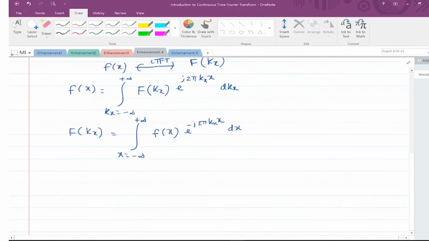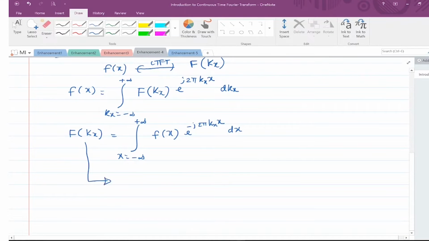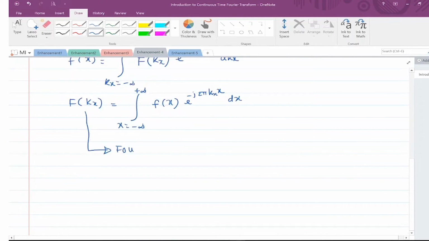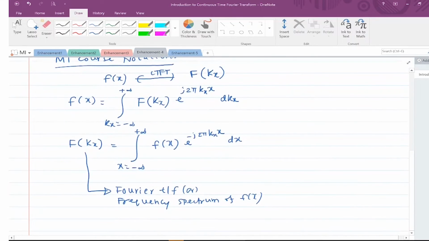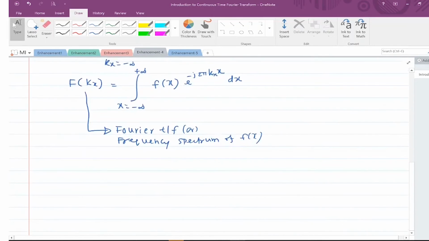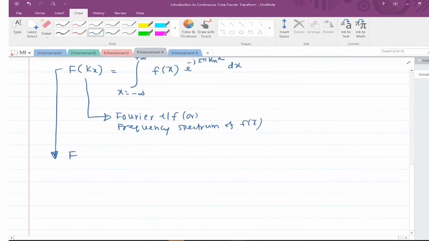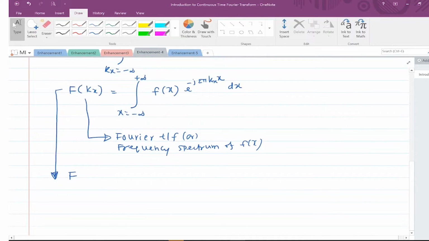Now you all know that F of kx you would refer to as Fourier transform quite commonly, or you also call it as frequency spectrum of f of x. To understand the properties that we are going to analyze shortly, you could have written this complex exponential F of kx in terms of real and imaginary parts also. So just let us write that as well here. All you need to do is e power minus j 2 pi kx times x, you write it as cos minus j sine and expand that.